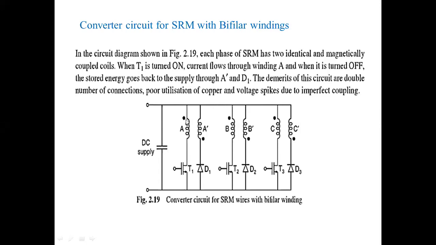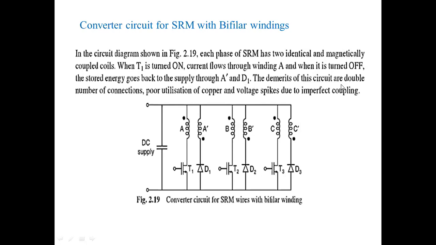And to de-energize phase A, after the switch is turned on, the thyristor T1 is turned off. The amount of energy in the phase A coil is given towards the coil A dash due to the mutual induction principle. The energy stored in A has been moved towards A dash, and it is fed back towards the source using diode D1. And again, if thyristor T2 is turned on, phase B is excited, B dash, like this. The stored energy goes back to the supply through A dash and D1.